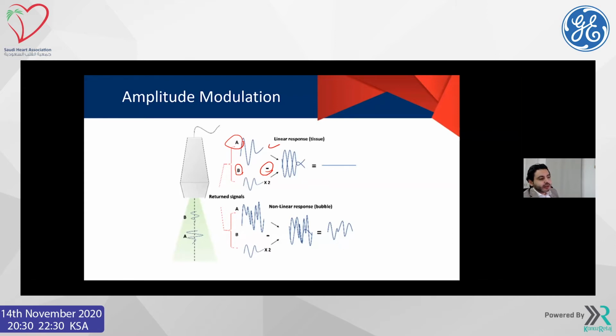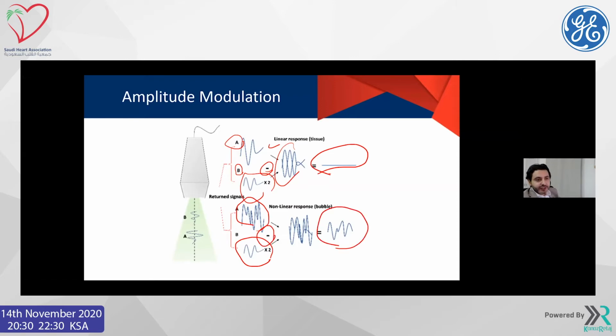In normal tissue, you have a linear response to both. You double this and you subtract them and you get 0, you see nothing coming from the tissue. But in contrast, you will have a linear response to this one, the very low mechanical index, even half of it, and a non-linear response. And then when you subtract them from each other, you will get some waves.